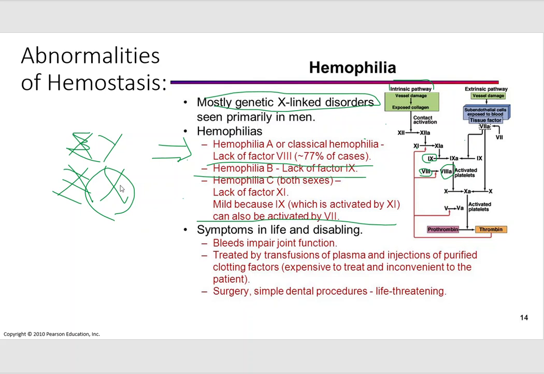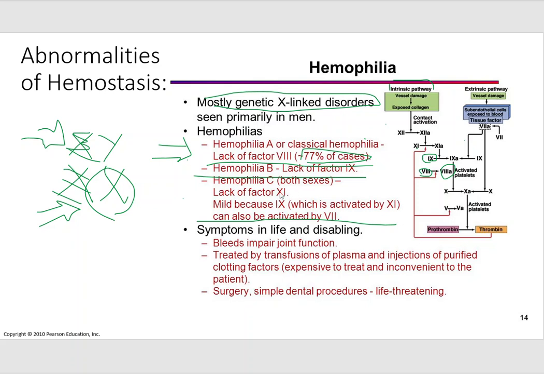That's why a lot of these, now this woman here would be a carrier. She can give it to her children, or specifically her male children, but this guy is going to have the disease. That's one of those X-linked genetic diseases. That's just the way it is. And about 77%, a great majority of the cases, are going to be the classical or factor VIII deficiency.